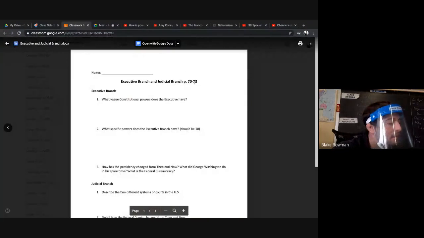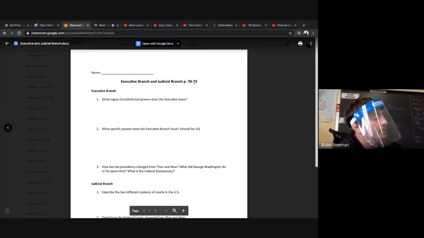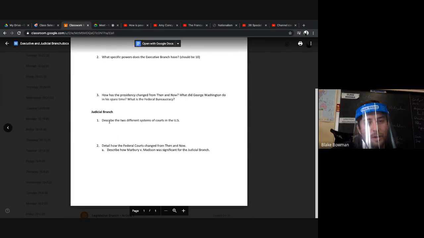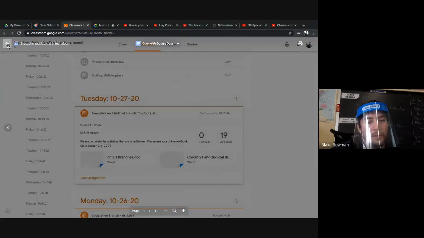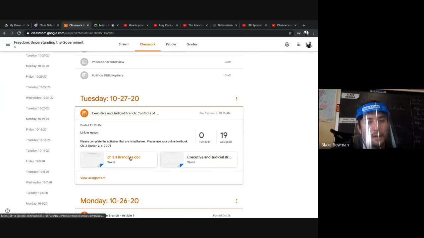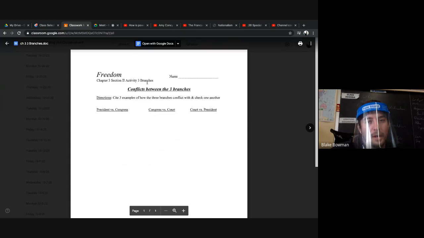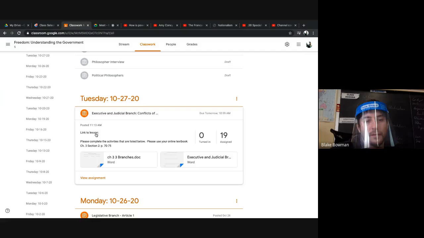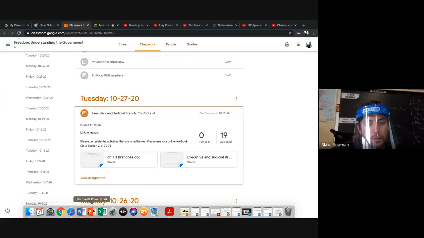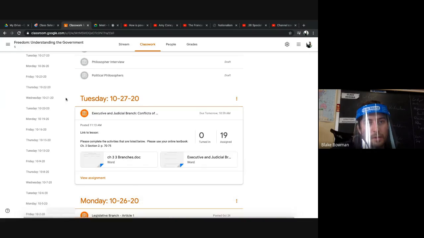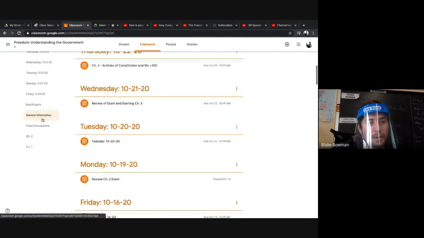So page 70 to 73, it's just the executive branch right there, and then the judicial branch. There's a couple questions there to help you through that reading. And then when you're done with that, please do the conflicts between the 3 branches. And we'll go over that. So again, chapter, right down here, general information.